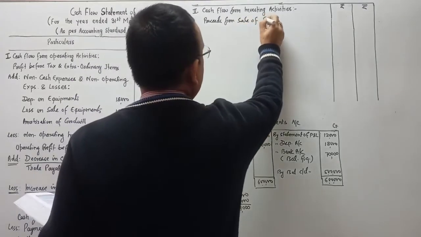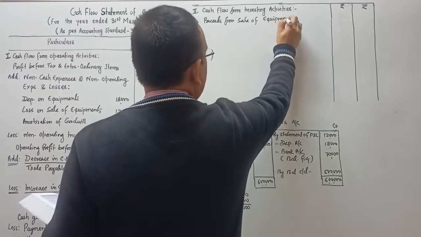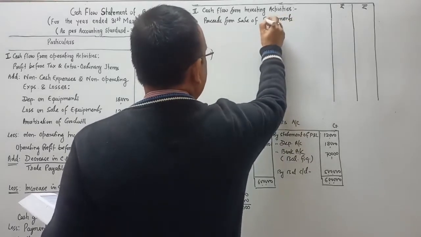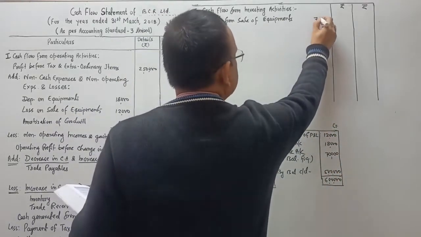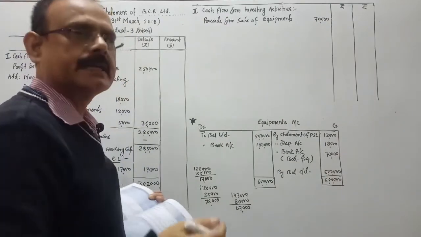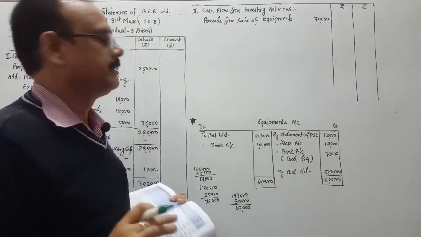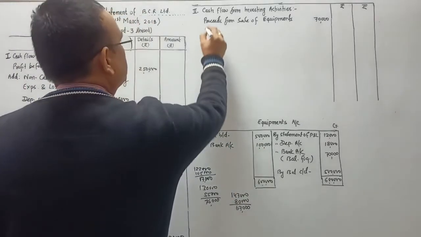How much amount have we received? Proceeds from sale of equipment, okay, we have received how much? We have received 70,000. This is an inflow of cash. Under investing activities, cash comes into the business.